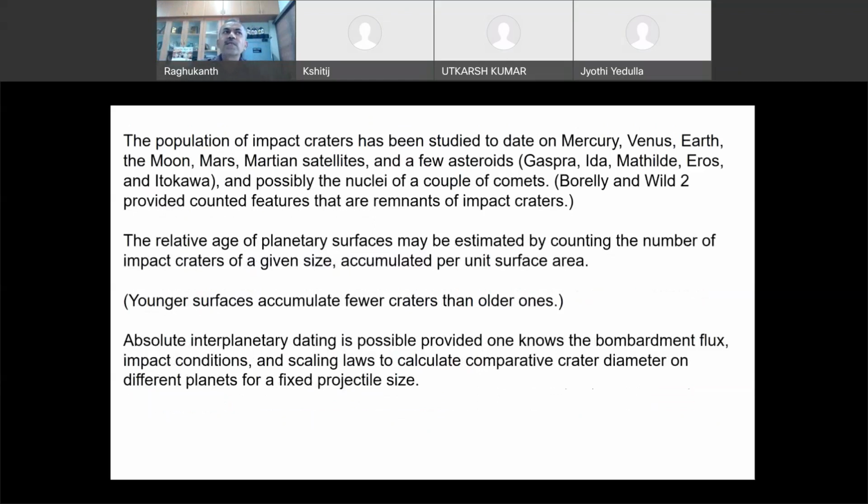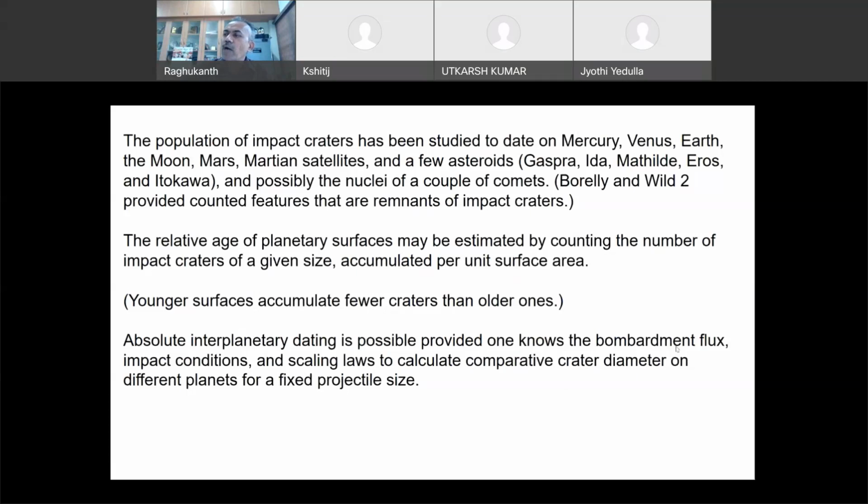So Mercury, Venus, Earth, Moon, Mars, Martian satellites, a few asteroids, a couple of comets: people have taken photographs, and these types of graphs have been plotted. The relative ages of planetary surfaces may be estimated by counting the number of accumulated craters. This is straightforward: a young surface has fewer craters. Now, absolute interplanetary dating is possible. If I know this for one planet, say the Moon, I can translate it for other planets also. I will show you at a later stage.